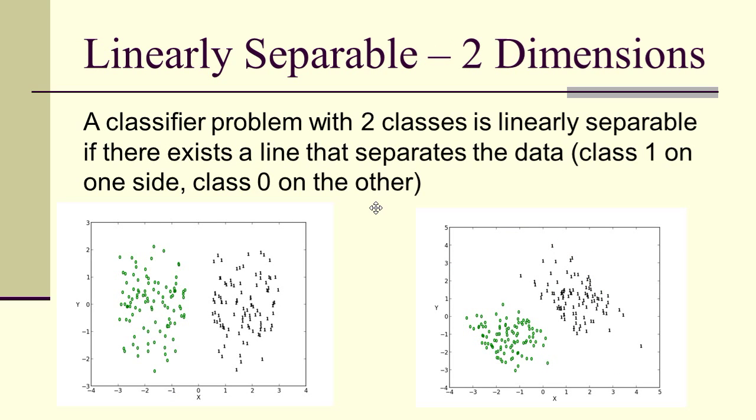Now, linearly separable in 2 dimensions means that there exists a line that separates all the class 1 points, all the points in the plane labeled class 1, from all those labeled class 0. So you can see a couple of examples here where a line splits so that the zeros are on one side and the ones are on the other.